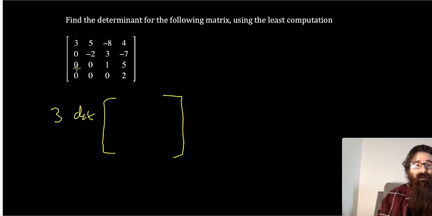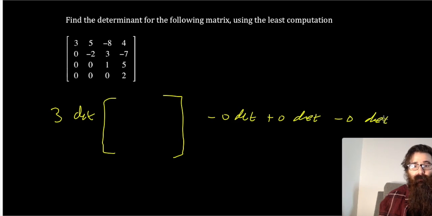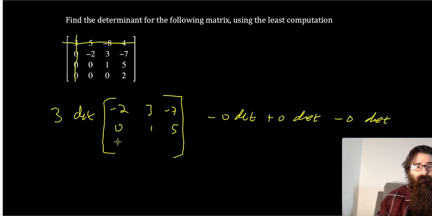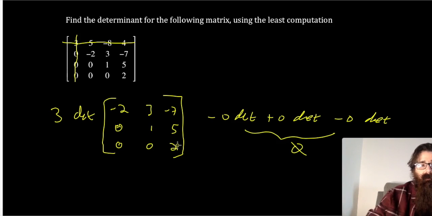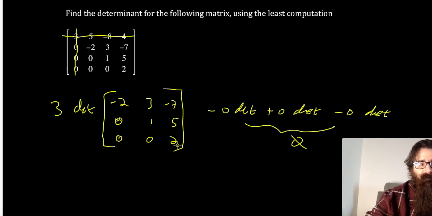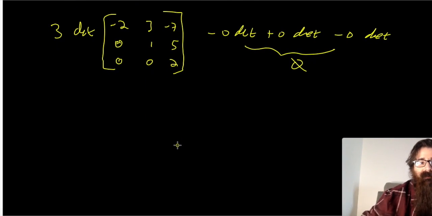Keep in mind, though, the rest of this is just going to be zeros, right? Minus 0 times the determinant, plus 0 times the determinant, minus 0 times the determinant. And I don't care about that because it's not going to give me anything that I have to actually compute. So sort of crosshair it, and then I'm left with this 3 by 3 matrix. This stuff all here, this is all 0. Don't even care about it. Don't even look at it. Keep your eyes on the prize.